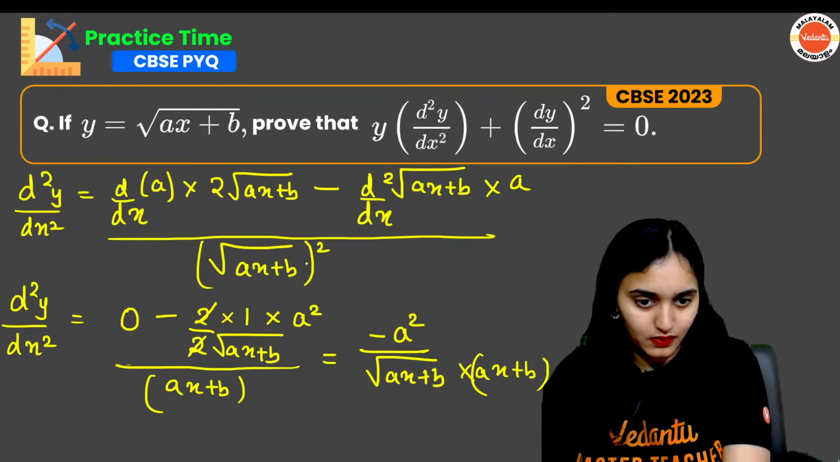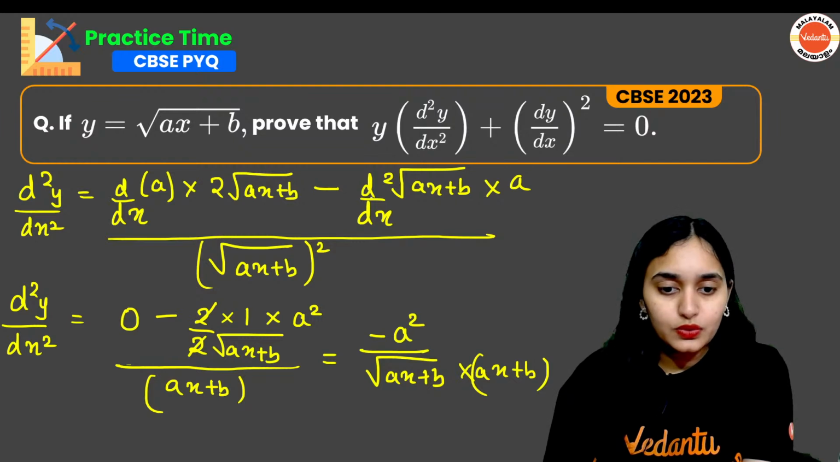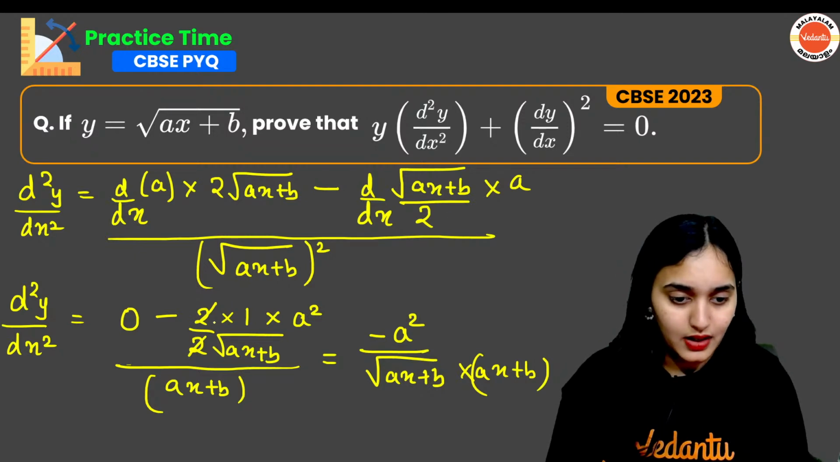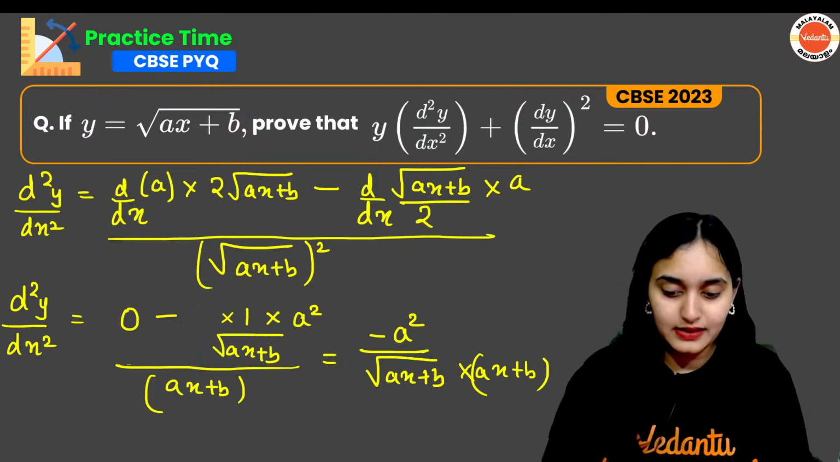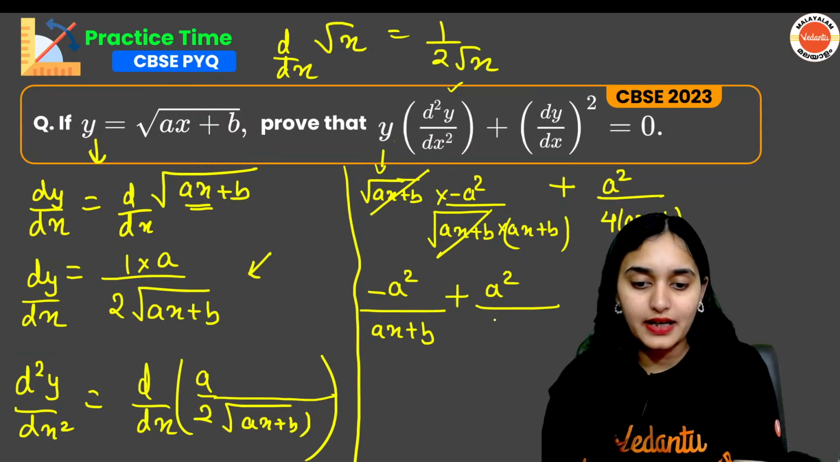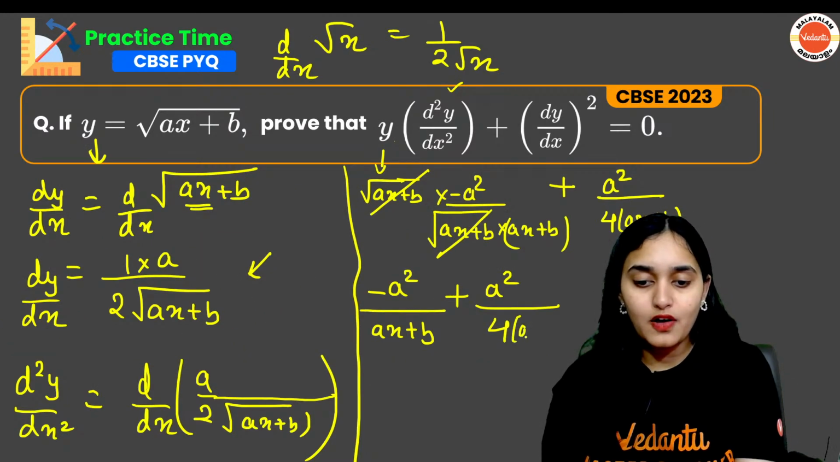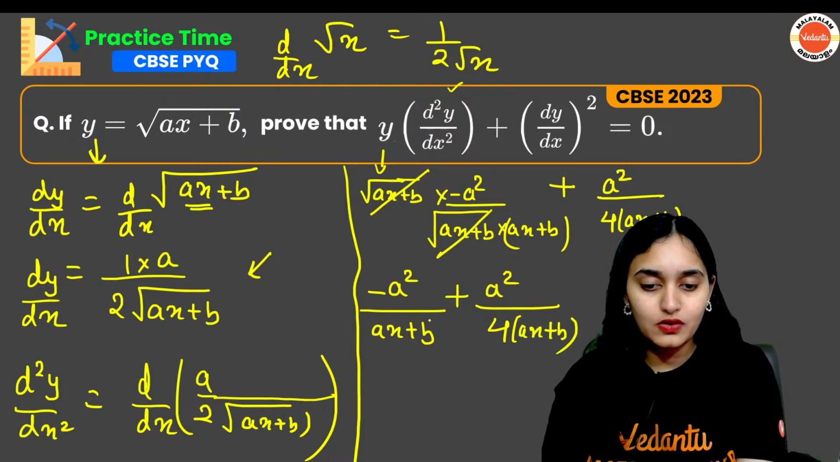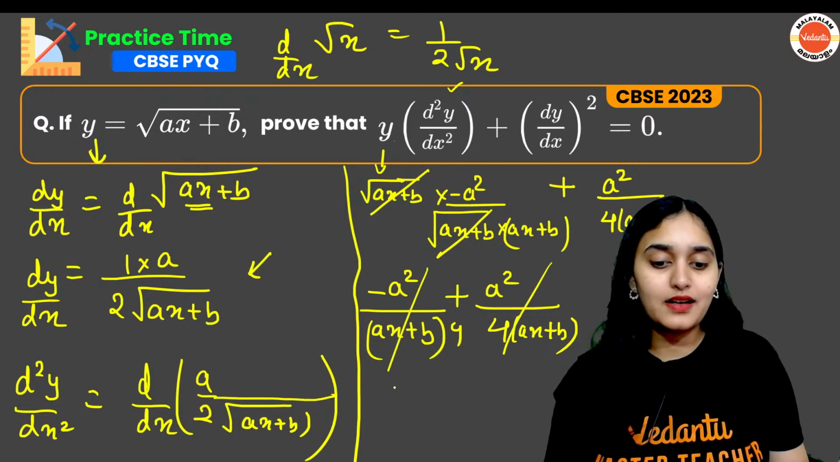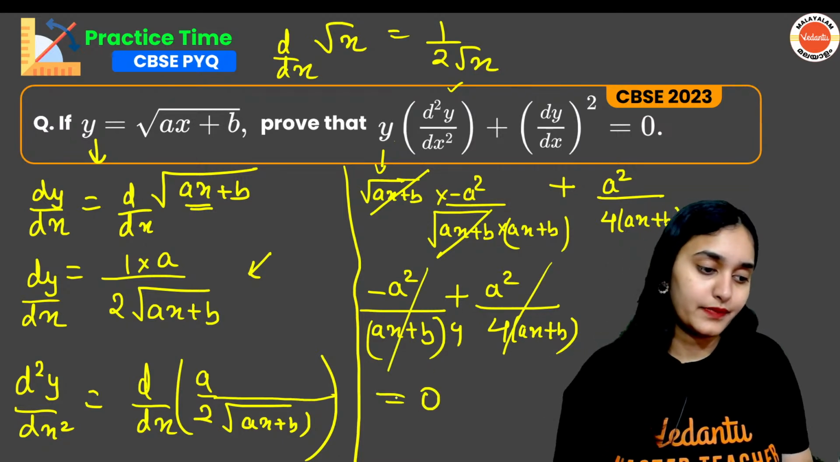done somewhere wrong. Oh, this, my bad. This 2 is not here. It will be in the denominator, right? So this will not get cancelled. It will be 1 by 4. Yeah, now we are getting the right answer. 4 times of ax plus b. This is also 4 times of ax plus b. As you can see, this term and this term cancel. Your answer is 0. Okay.